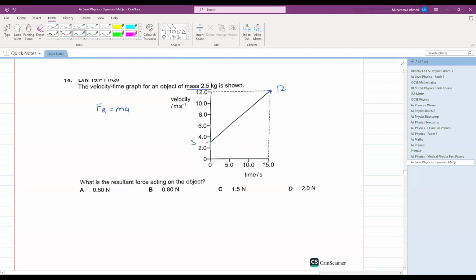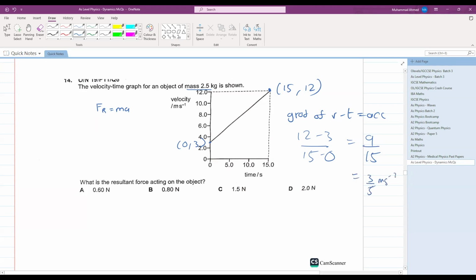So let's create 2 points here and calculate their gradient. This is (15, 12). This will be (0, 3). Always remember, gradient of a velocity time graph is equal to acceleration. Can we calculate the gradient here? y2 minus y1, 12 minus 3, over x2 minus x1, 15 minus 0. What will your answer come out to be? 9 divided by 15. Your acceleration is 3/5 m/s².